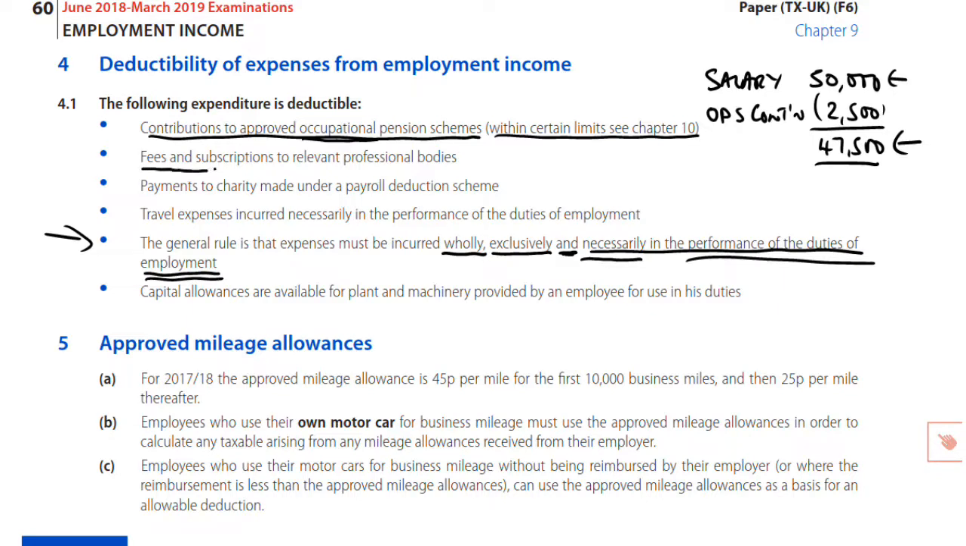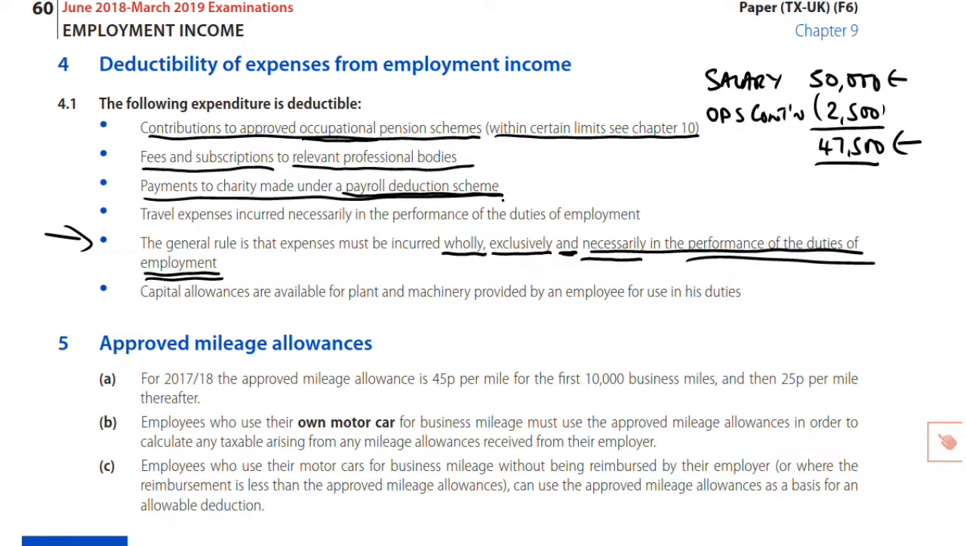Again, regulars, fees and subscriptions paid to relevant professional bodies. Yeah, well, one day you will be making your professional subscription there to the ACCA, and that, if incurred by you, will be an allowable deduction against the employment income, presuming that what you do is an accounting role of some description. So if this subscription that you make to the professional body is relevant to the job that you do, then that is an allowable deduction against that employment. Other ones, payments to charity made under a payroll deduction scheme.